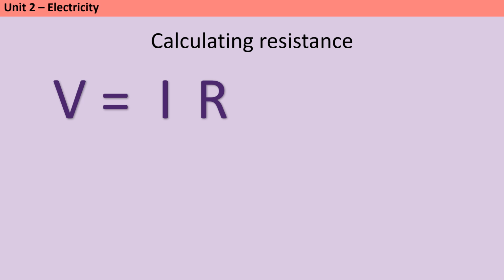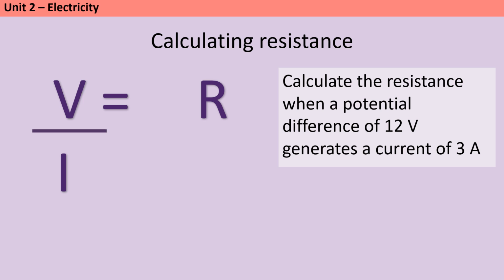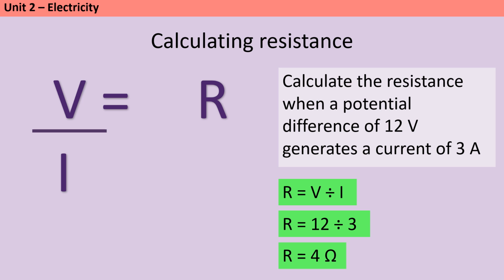In order to calculate resistance, we're going to need to be able to manipulate this equation and rearrange it to make resistance the subject. So the way that we're going to do this is that we're going to divide both sides of the equation by I, which is current. So this leaves us with voltage divided by current is equal to resistance. So for instance, if we measured a potential difference of 12 volts and a current of 3 amps, then the resistance would be 12 divided by 3, and that would give us an answer of 4 ohms.